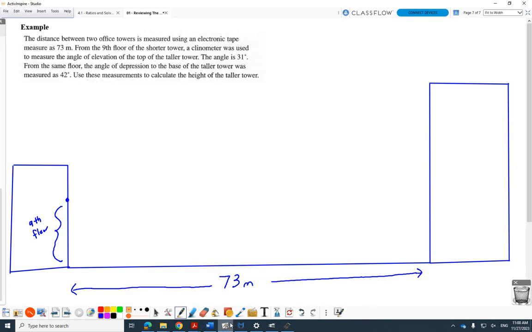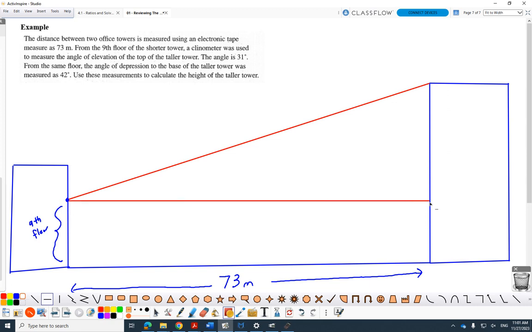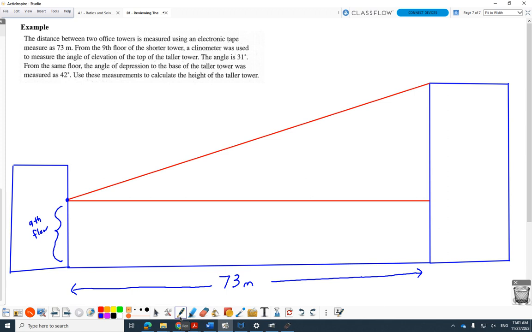From the ninth floor, a clinometer is used to measure the angle of elevation to the top of the taller tower. Okay, so they found this angle here to the top along a horizontal. They found that angle there, and they found that to be 31 degrees. Let's be clear what I can accomplish right now. I could accomplish right now finding out this distance here, which I will call x. I could do that right now.